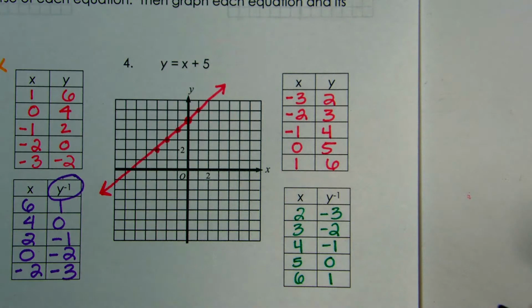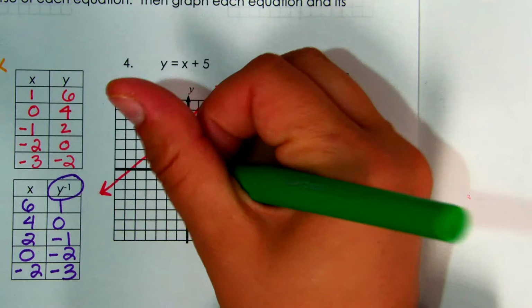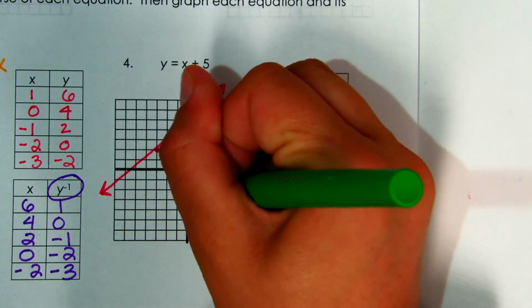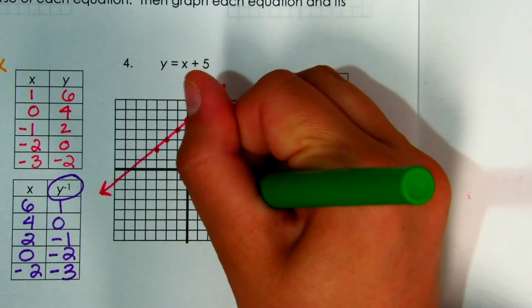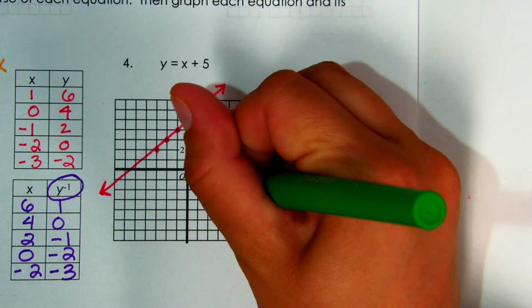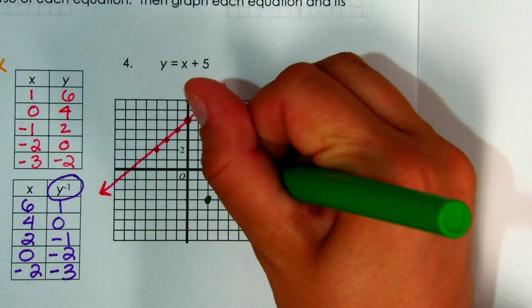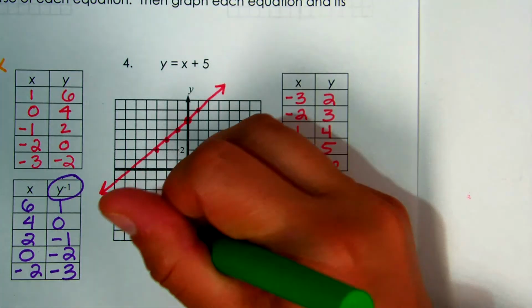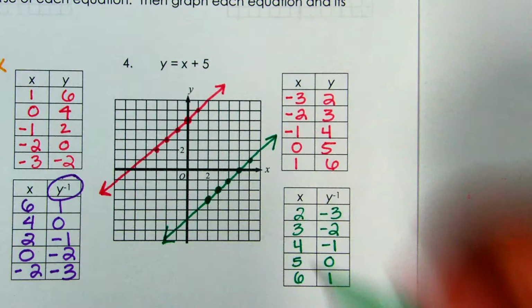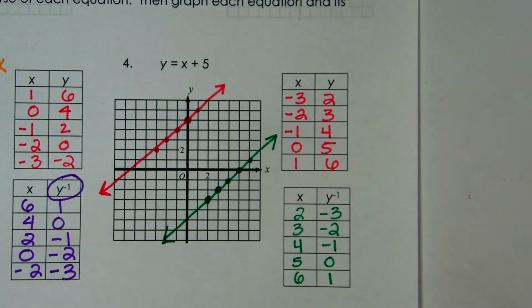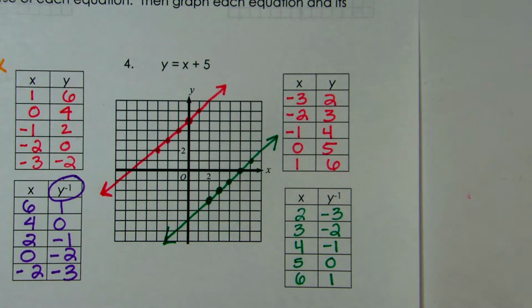I'm now going to graph them on the same grid. 2, -3, 3, -2, 4, -1, 5, 0, and 6, 1. Connect my points. The green is now the inverse graph. On to number 5.